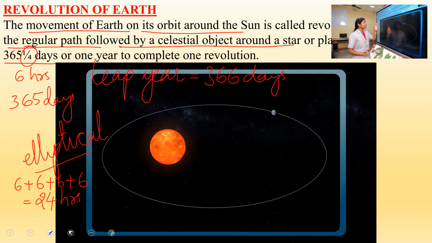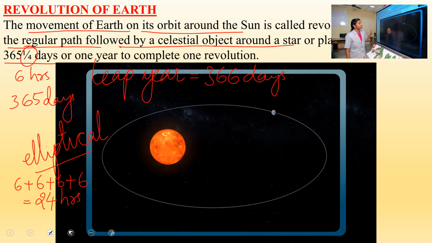So today we have started with the revolution of the earth. What is revolution? The movement of earth on its orbit around the sun is called revolution. So what is orbit? The regular path followed by a celestial object around the star or planet is called orbit, and it is elliptical in shape. The orbit is elliptical in shape.